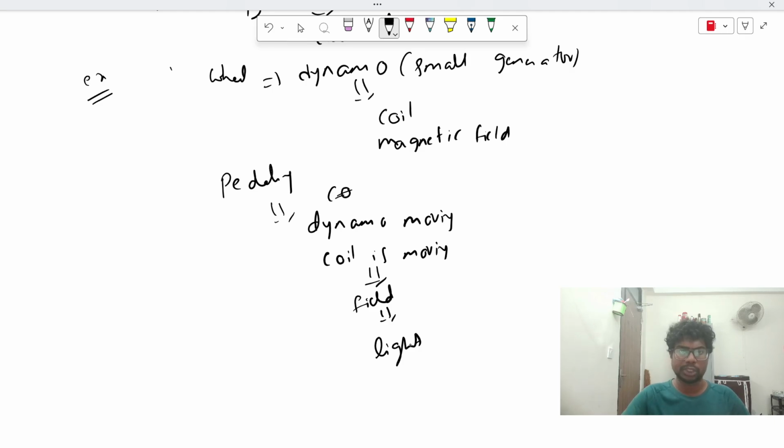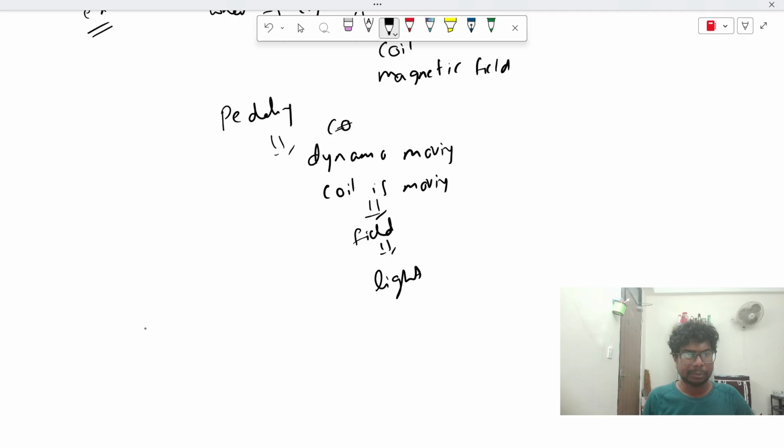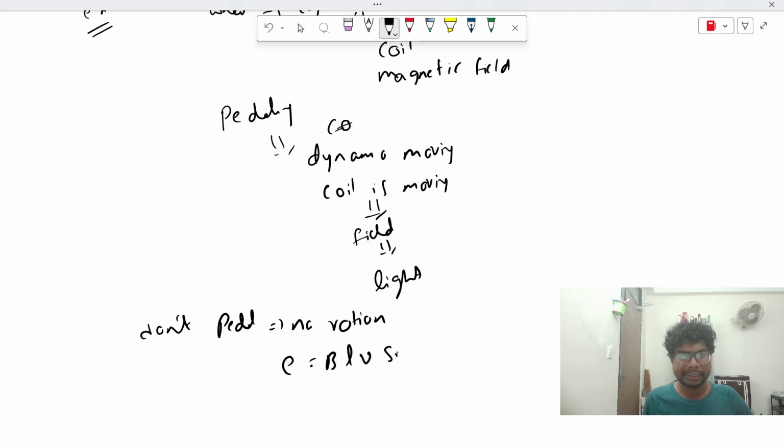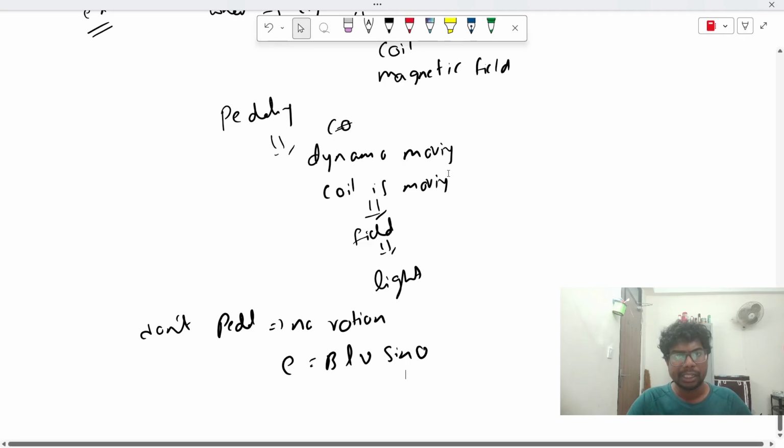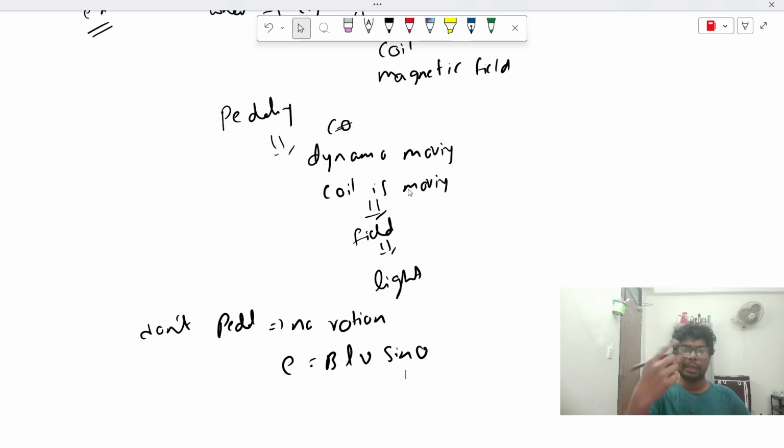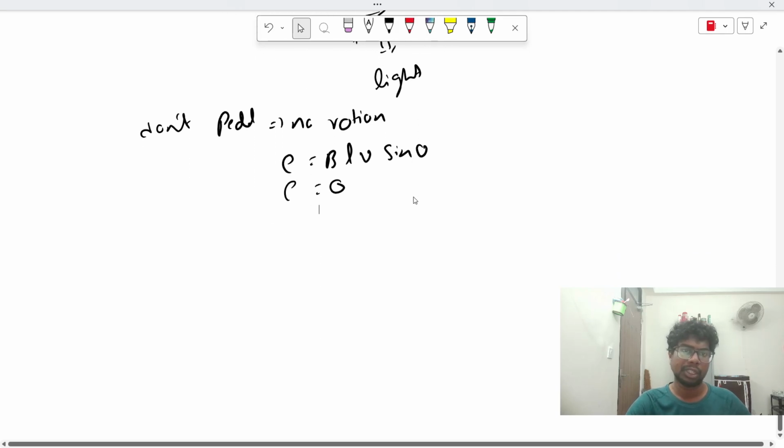But suppose you imagine, if you don't pedal, no rotation, E is equal to BLV sine theta. When there is no rotation, will the magnetic field exist? Never. Why? Because when the dynamo is moving, the coil will move. At that time, some field will be produced around the magnet, then light will be produced. So EMF at that time will be zero. What I am saying is ultimately simple. Now you forget everything. Simple, remember.